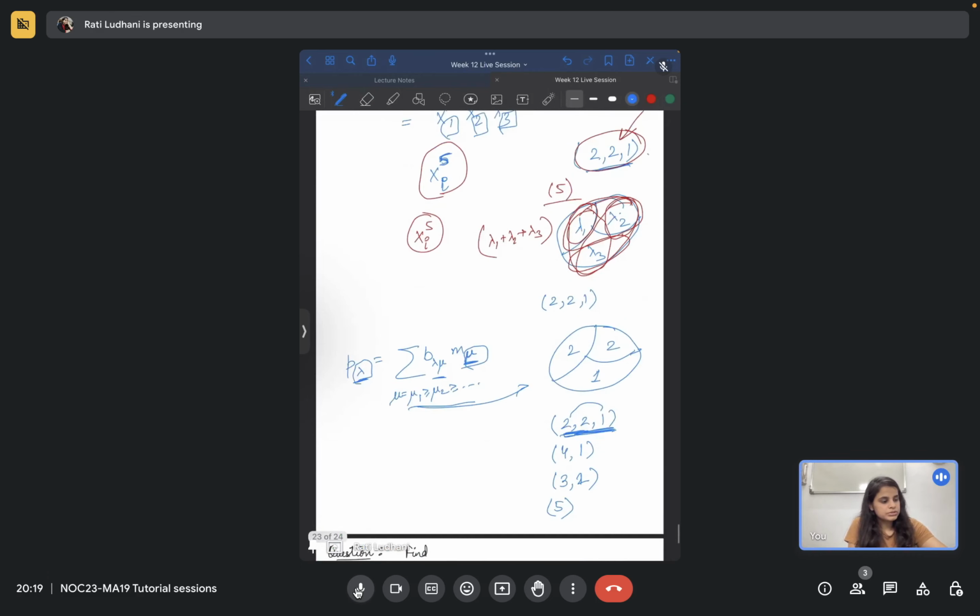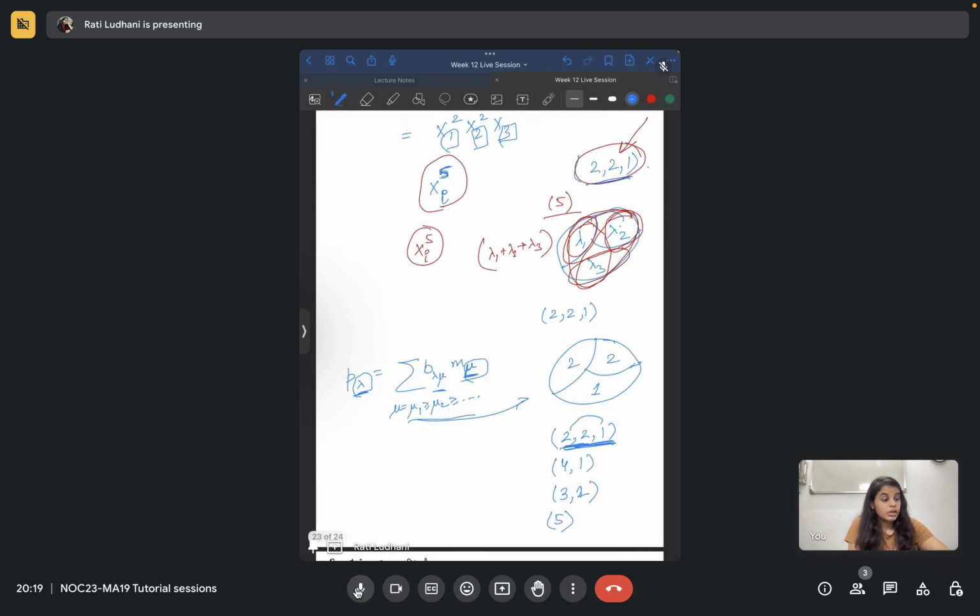Do you have any other option? No. Also you have to consider how many ways you can get this value. So let's see, this is 2 2 1. Can you get 2 2 1 in any other clubbing? There is one option: you consider all three in separate blocks. That is the only option. So you get b lambda mu to be just 1.